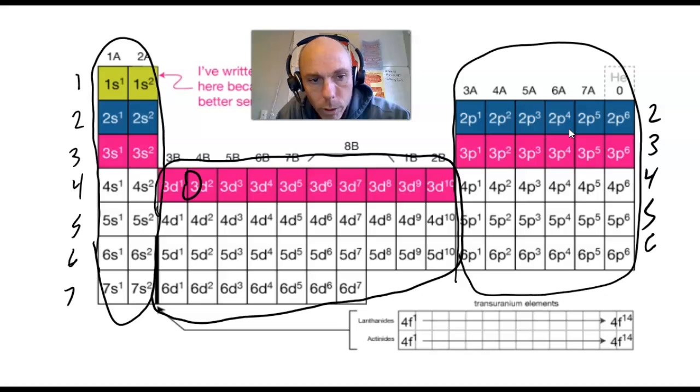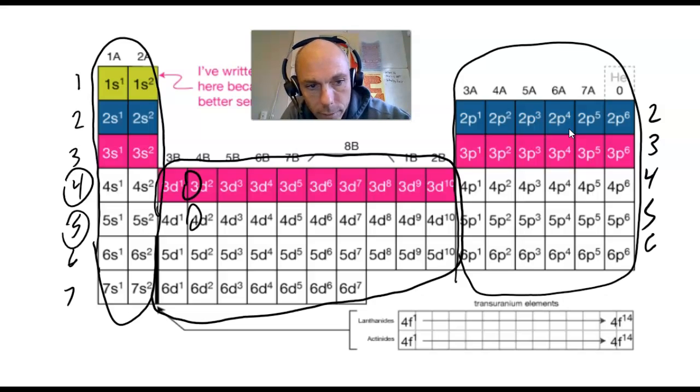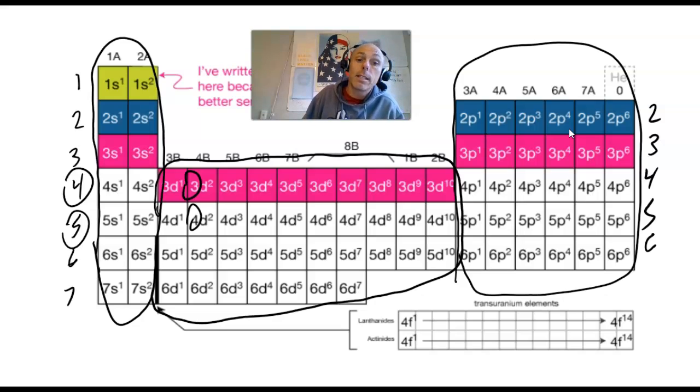These are all in row 4, yet their principal energy level number is 3. The D sublevel always fills 1 energy level behind the others. These all have a principal energy level number of 4, yet they're in the 5th row. And that pattern continues. The D sublevel always has a principal energy level that is 1 lower than the row that that element is in.